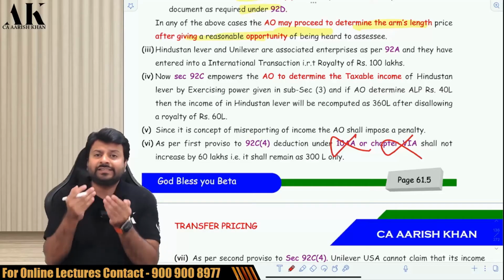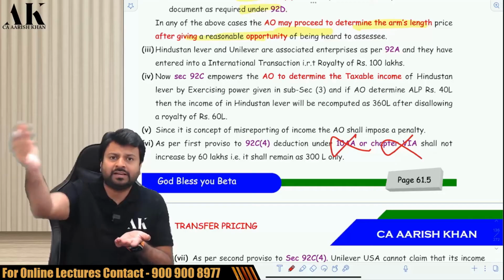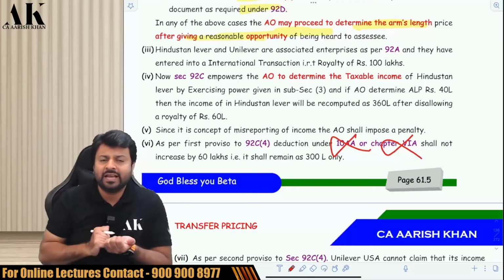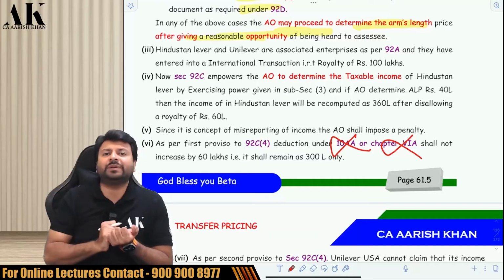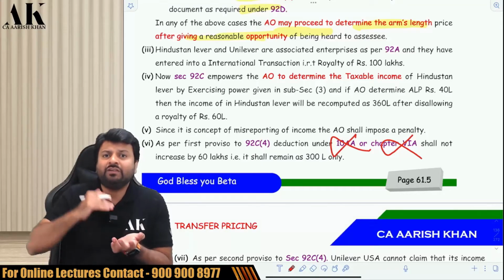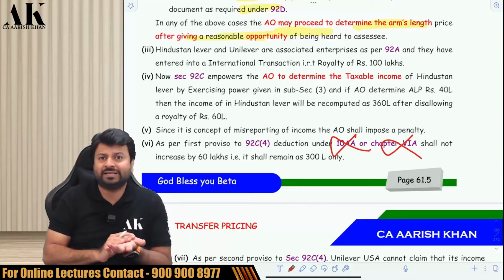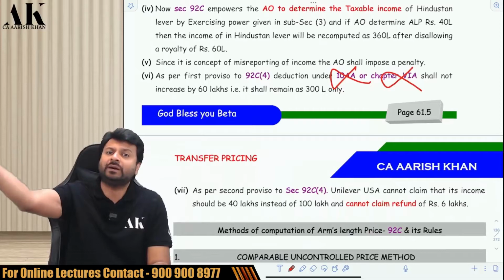Further, on this 60 lakh rupees which is increasing, earlier I was paying to my associate enterprise 100 lakhs. So I deducted TDS as per 100 lakhs at 10%. Now the AO has reduced my arm's length price from 100 lakhs to 40 lakhs because he has reduced by 60 lakhs. So now if I am showing my arm's length price as 40 lakhs, the other person, my associate enterprise, cannot recompute his income and claim the refund.